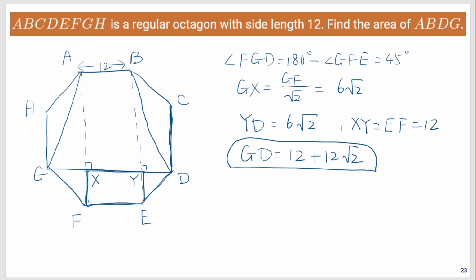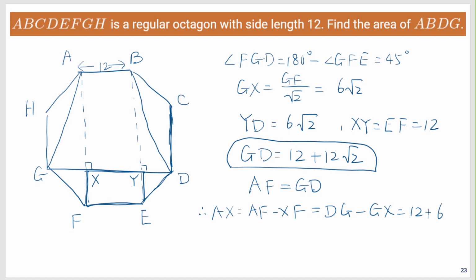Before we go through tricky computations to get AX, we can note that by symmetry we have AF is actually equal to GD, right? Alternatively, you can also use HL congruence to show triangle AXG is congruent to triangle DXF. Therefore, we have AX equals AF minus XF, which is DG minus GX, which is 12 plus 6 square root 2.